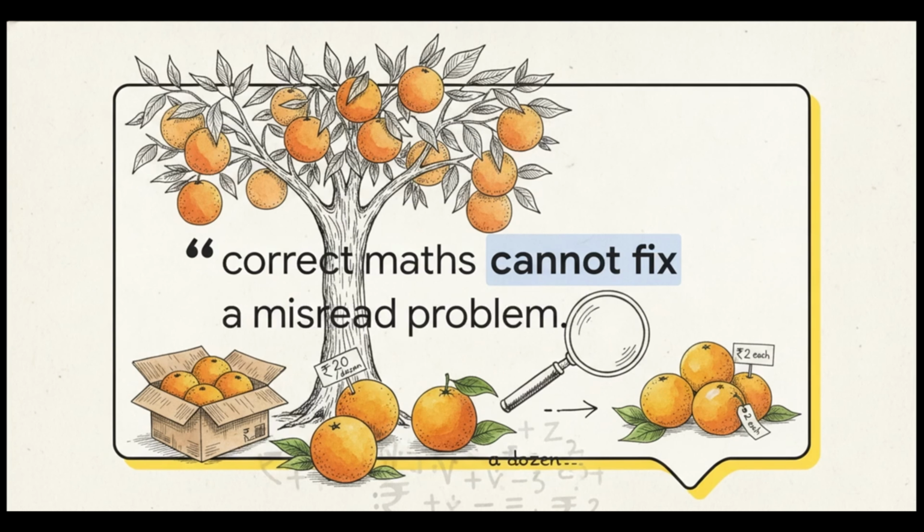Look at this classic example. Oranges bought at 20 rupees a dozen, sold at 2 rupees each, find the profit percent. If a fluent reader is just using their normal, fast, narrative reading pace, they're going to skim right past the two little words, a dozen. And if they miss a dozen, well, every single piece of math they do afterward is utterly irrelevant.